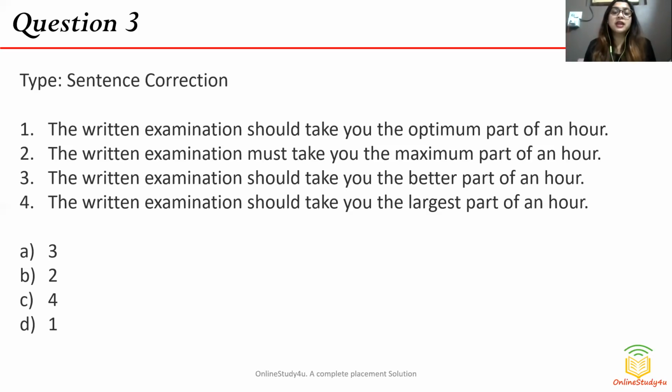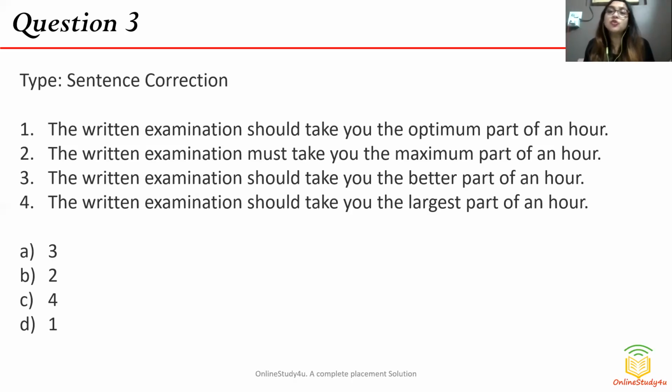The written examination must take you the maximum part of an hour. Now, statements like must, will happen certainly, these are very extreme statements. We do not look at ever selecting such answer types for our questions, because it may not take you the maximum part of an hour. So that's why 2 definitely gets ruled out as an answer option. The written examination should take you the better part of an hour, and the written examination should take you the largest part of an hour. Now, again, largest part of an hour doesn't make sense.